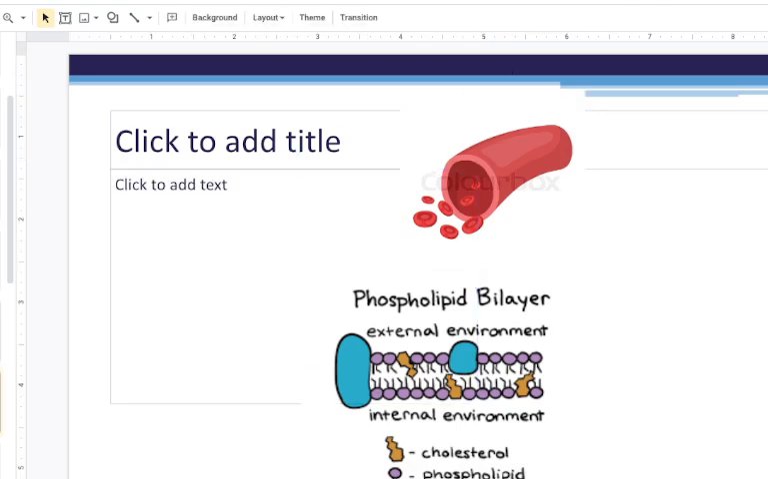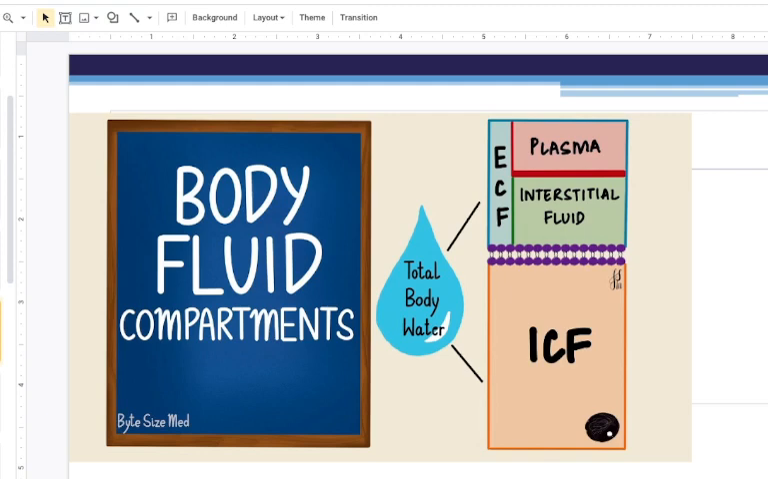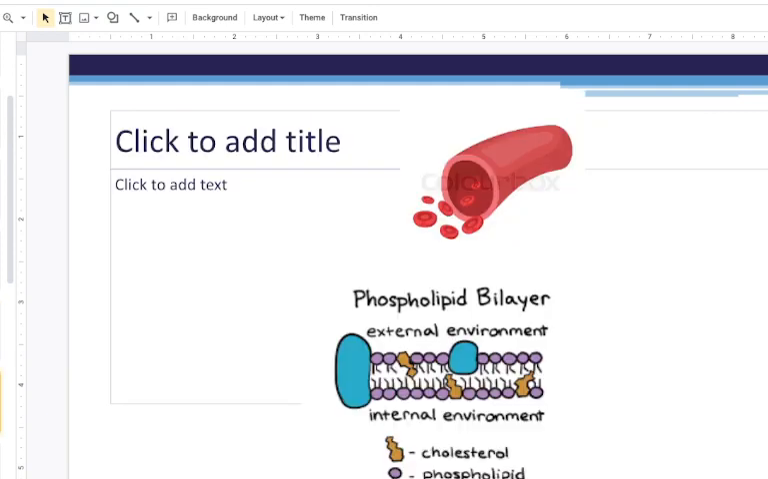So in our extracellular fluid, like we said, we have plasma, which is within the blood vessels, and our interstitial fluid, which is between the cells. So here we have our blood vessels showing our intravascular space. Then between each cell, we have extracellular fluid, or interstitial space. And then within our cells, we have the intracellular environment, which is separated from the external environment by the phospholipid bilayer, or our plasma membrane.